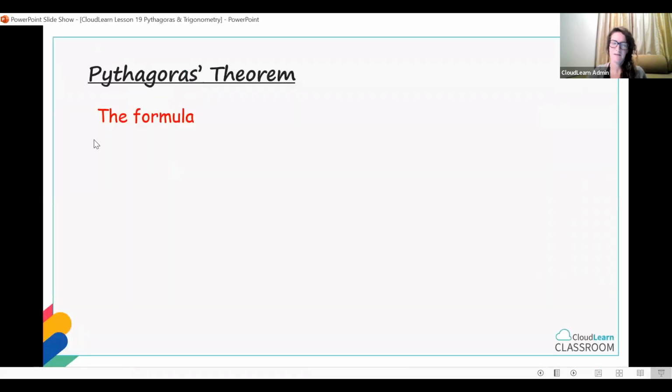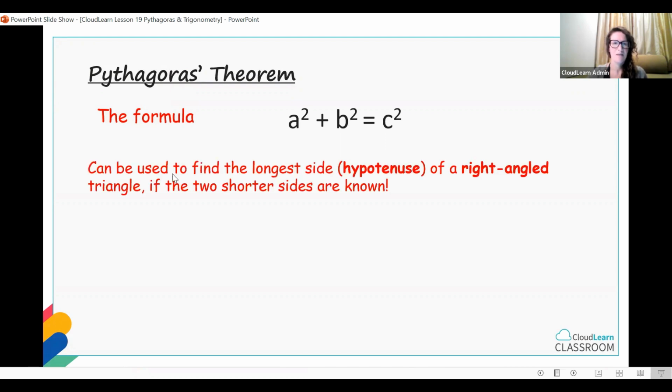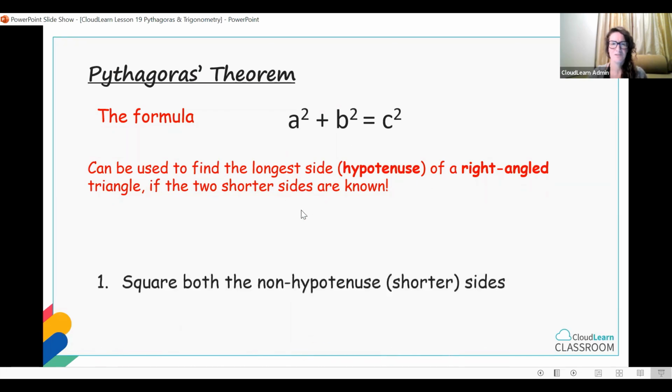Okay, so Pythagoras' theorem simply works on this quite well-known formula, a squared plus b squared equals c squared. Okay, so what does that mean? Well, a and b are simply the two shorter sides of a right-angled triangle, and c always represents the longest side, okay? The longest side of a right-angled triangle is called the hypotenuse. That's this word here. And then a and b could actually be either of the two shorter sides.